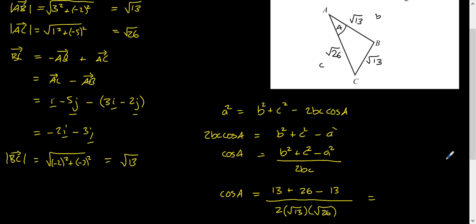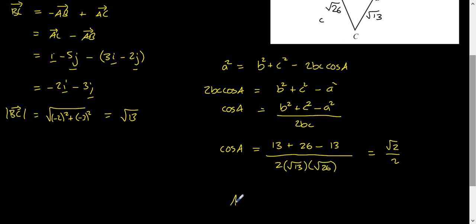And we'll work all that out. And we've got 26 over 2, just working this out on my calculator, root 13 root 26. Just got a little error in the calculator there, there we go, which is root 2 over 2. So therefore A is going to be arc cos root 2 over 2. Make sure your calculator's in degrees. And you find that it's a 45 degree angle.